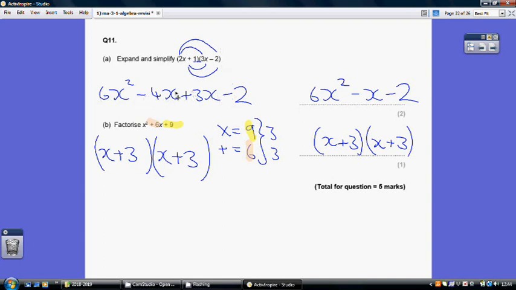We gather the x's in the middle. Minus 4x plus 3x is minus x. So we get 6x squared minus x minus 2.